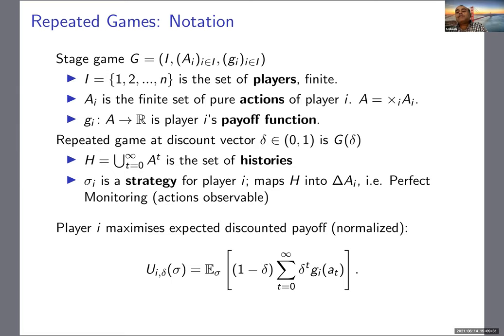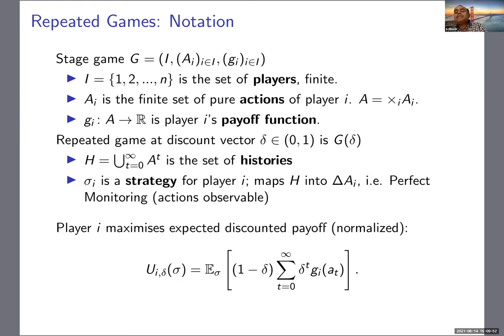So let's consider the repeated game at the discount factor vector delta. Now, the discount vector, I've written it as 0, 1, but it should be 0, 1 to the power of n. So there's an n missing. So it's G delta. And this is perfect monitoring.